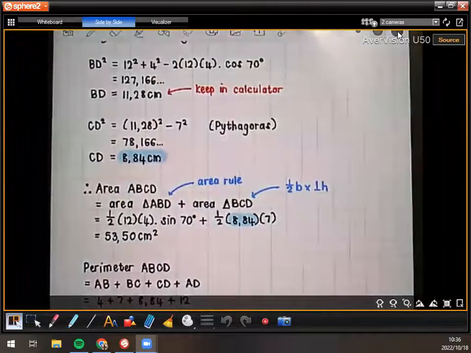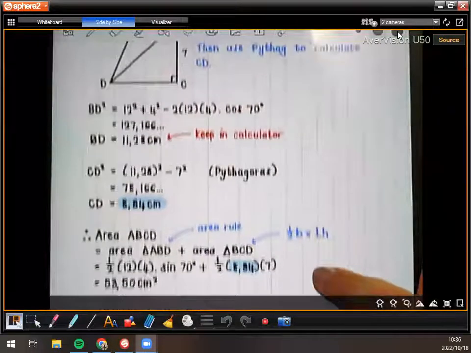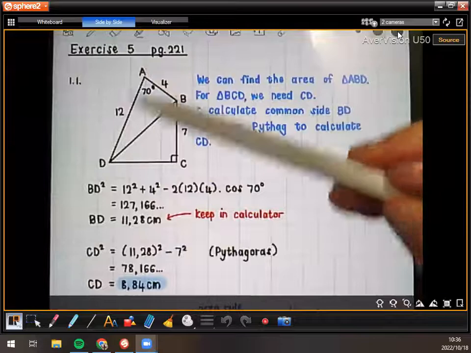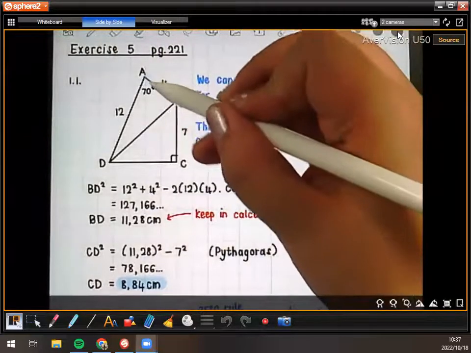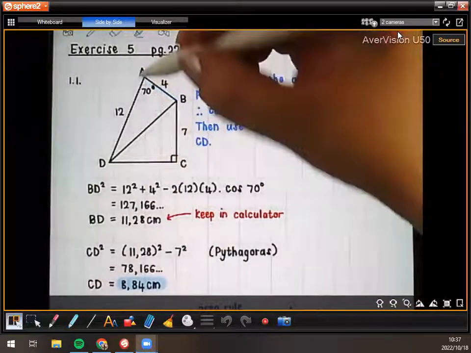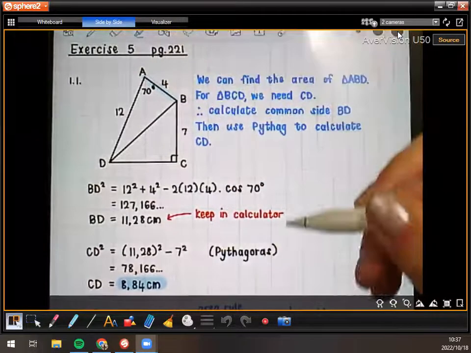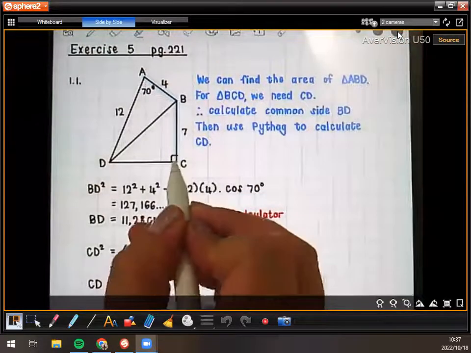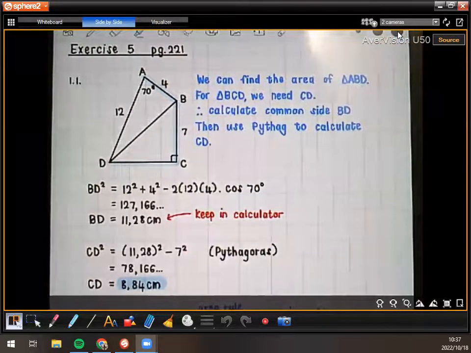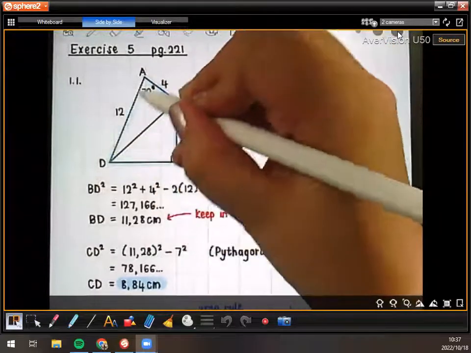Right, for the perimeter of the shape, go back after the picture and I'll show you the working again. The perimeter of this shape, remember, is all the sides all around. So we would have to do AB, which is 4, and then we have to add BC, which is 7, and then we have to add CD, which we calculated, and then we have to add AD, which is 12.